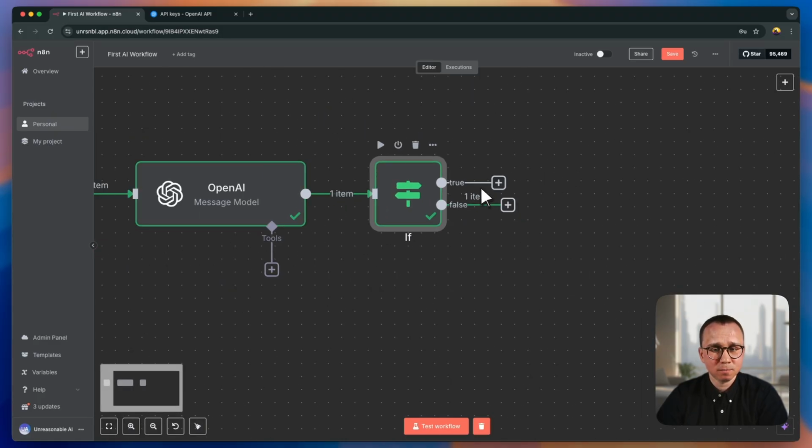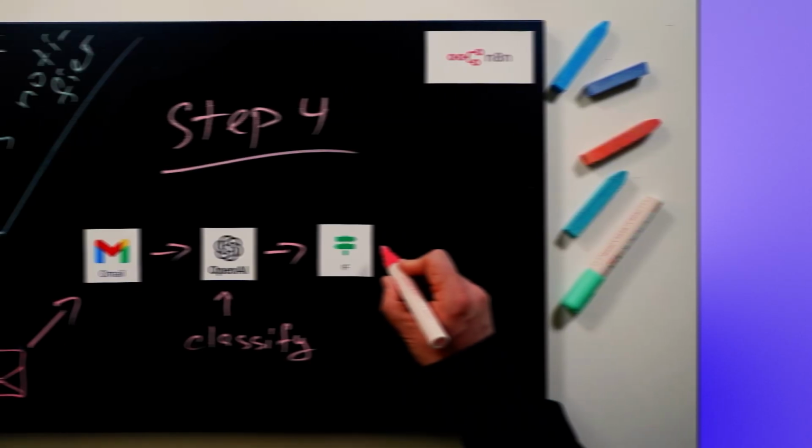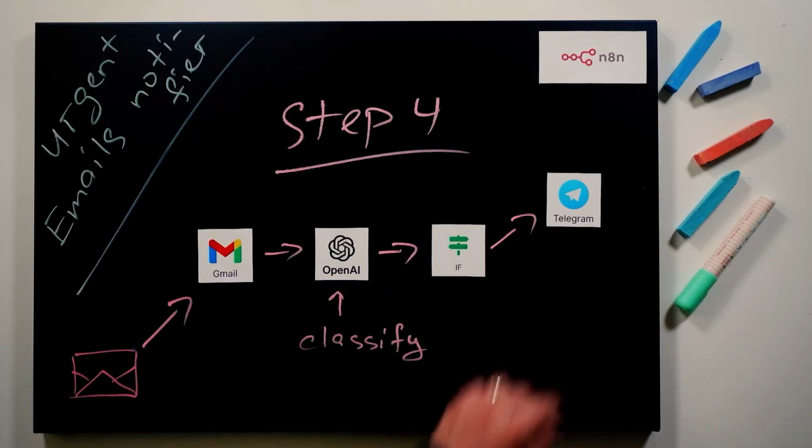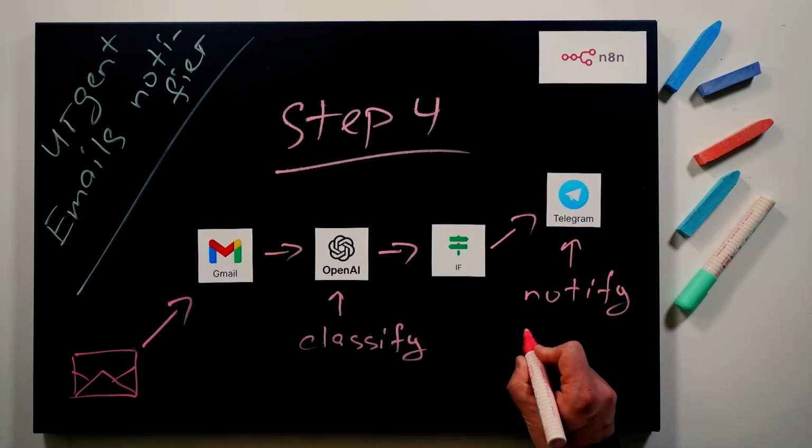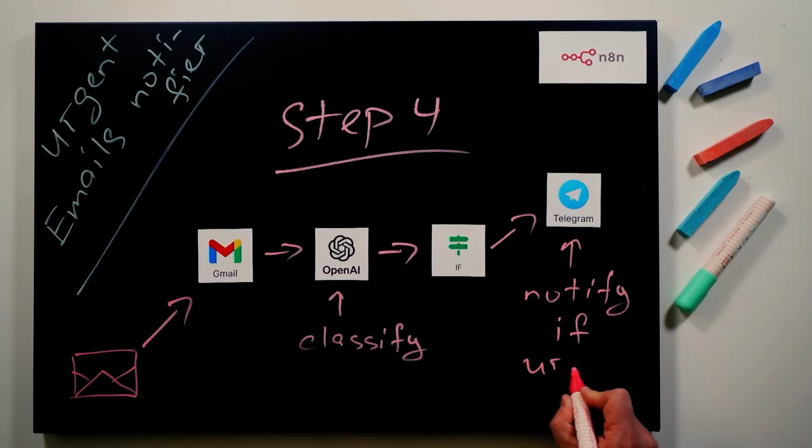In the final step, we will send a Telegram notification to ourselves. I will show you how to set this up using a private Telegram group. In the future, this group will serve as a dedicated space for receiving automated alerts from n8n. This is a powerful method.